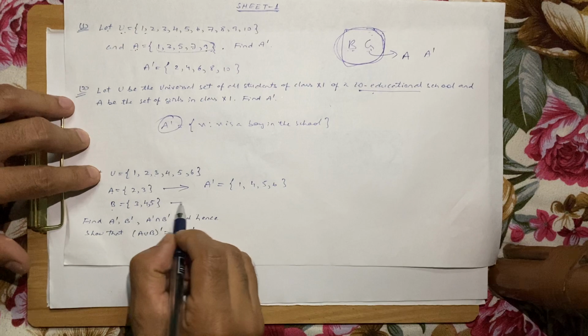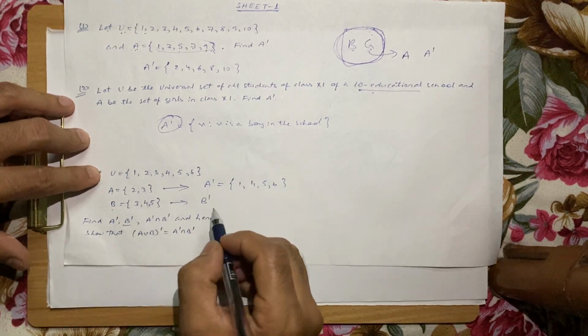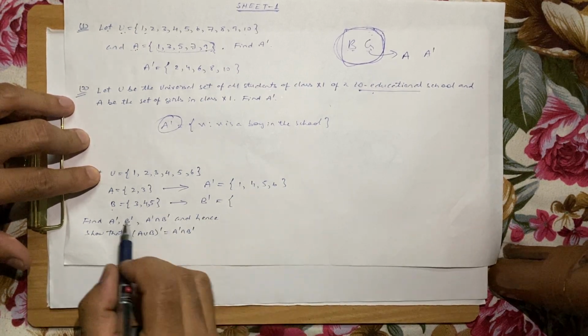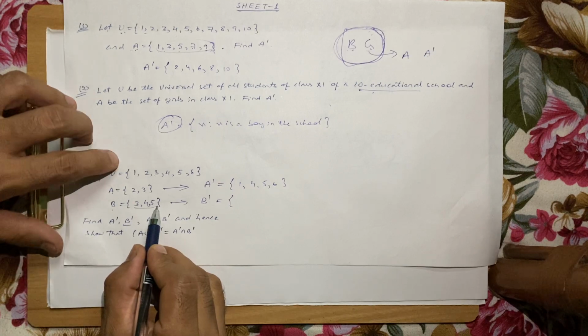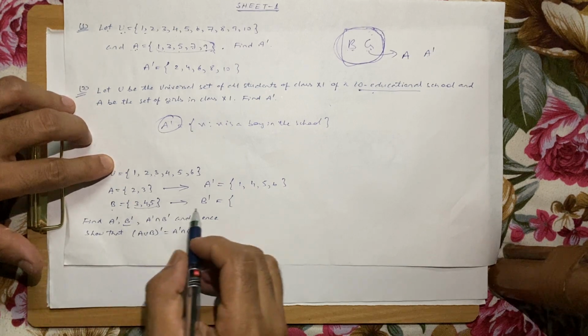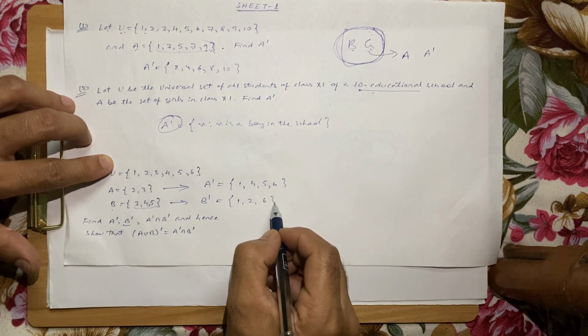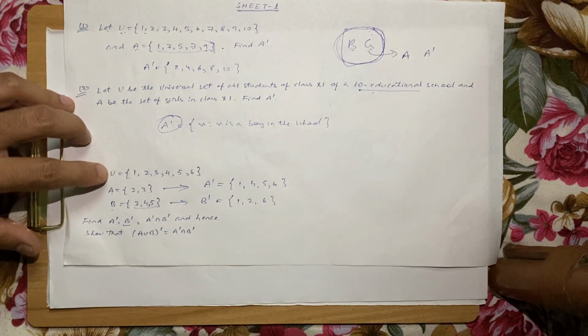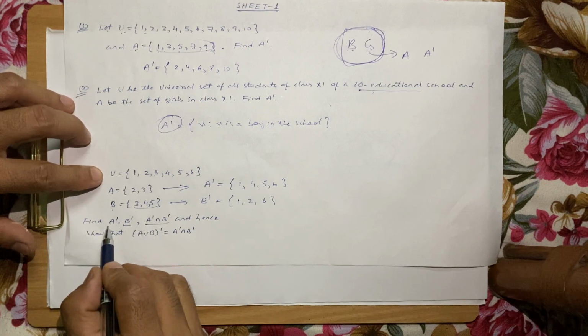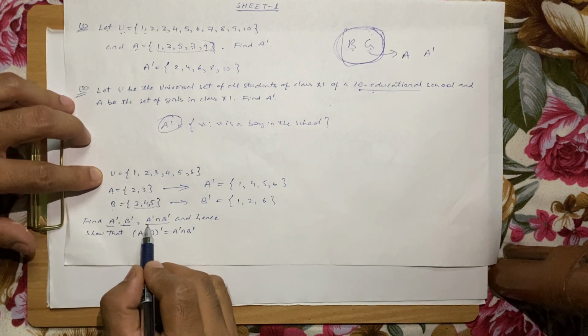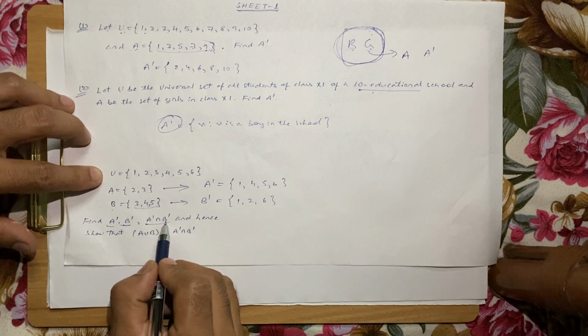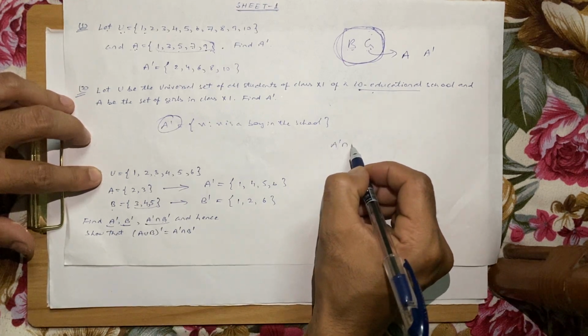And if you try to find B dash, these are the elements that are not present in the set B when compared to the universal set. 1, 2, 3, 4, 5 are there, so I'll write 6 only. Okay, 1, 2 and 6. Now here it says find, I've done this and this. Now we need to find A dash intersection B dash.